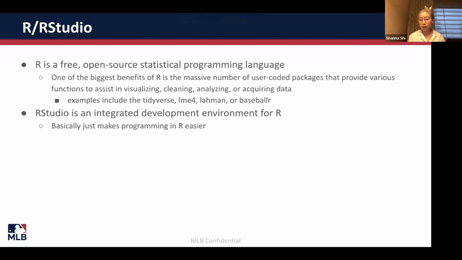So R is a free open source statistical programming language. One of the biggest benefits of R is the absolutely massive number of user-coded packages. So there's stuff for analyzing phylogenetic trees, like biological data. Of particular interest to us is probably going to be stuff like tidyverse, lme4, which is a statistical modeling package, the Lahman package, or baseballr. And RStudio is just an integrated development environment for R, and it just makes programming in R easier.